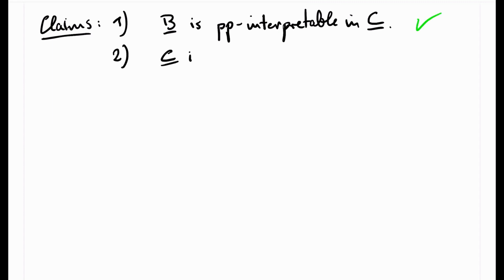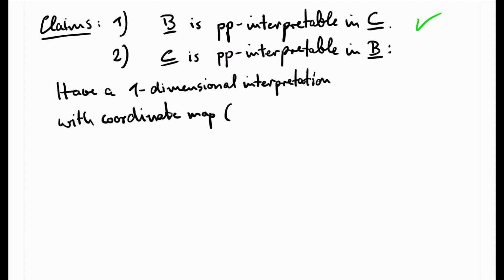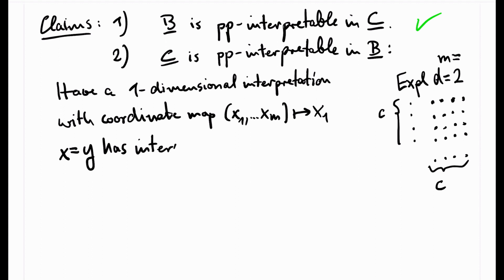What is more interesting is that we can also interpret the original structure C primitively positively in B. Here we even have a one-dimensional interpretation. The coordinate map is simply the projection, so it projects each m-tuple to its first entry. The atomic formula x equals y has the interpreting formula E11.